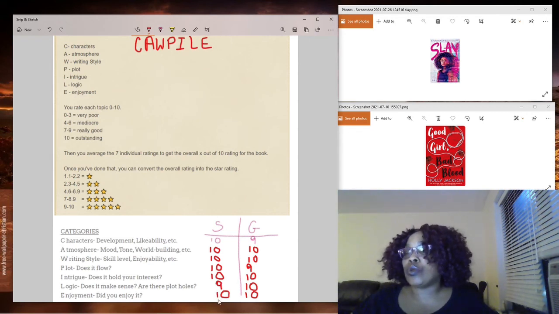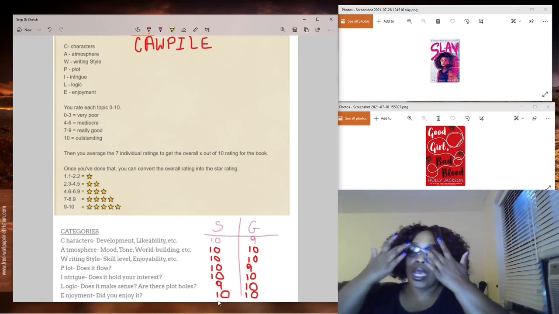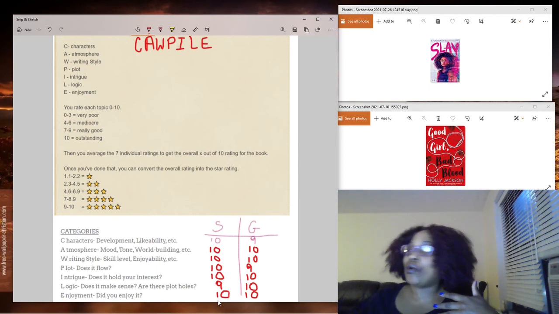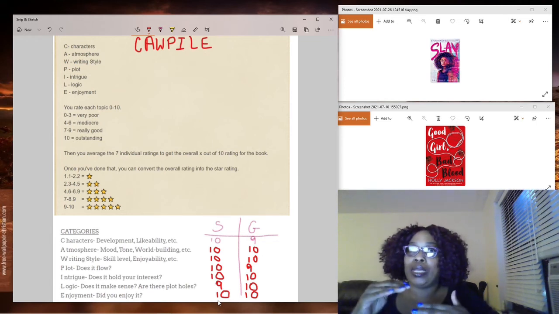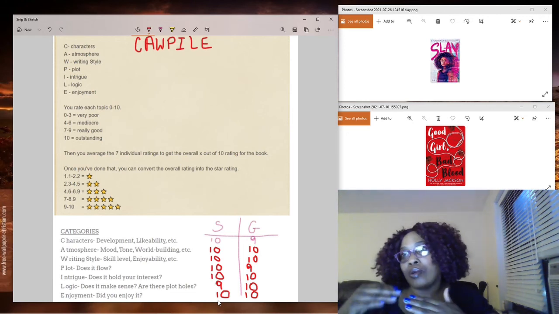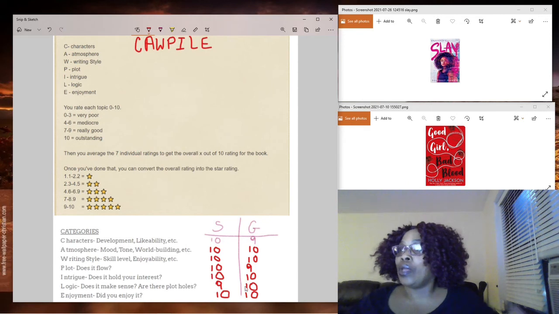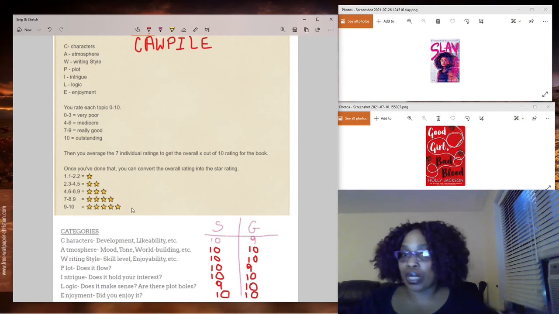What happens when you use the CAWPILE system? You get, like I said, a very specific rating. Do I need this if I know they're both 5 stars? No, you don't really need them. But like I said, I'm doing something later on where I'm ranking each one, and this sort of helps me with the ranking of how great of a 5-star the book is. So what you do then is you add up all these numbers, you divide it by 7, and then you see how much of a 5-star book it is.